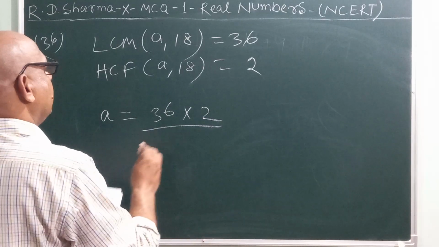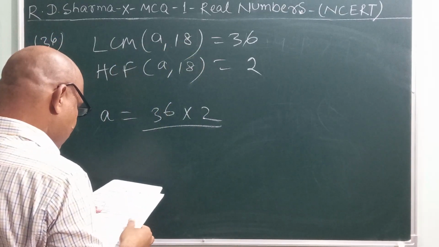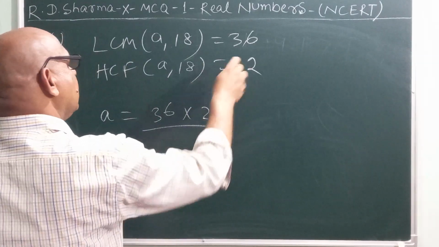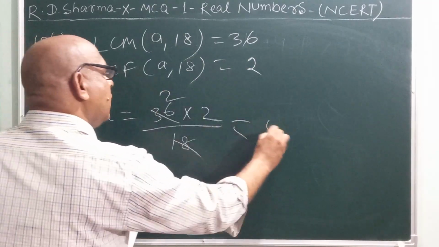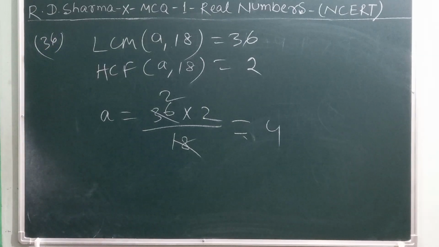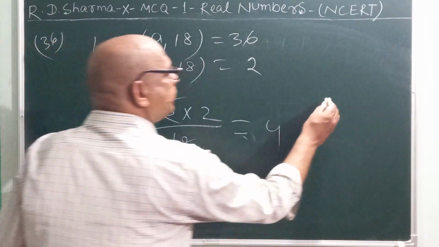The LCM of A and 18 is 36. The HCF of A and 18 equals 2. So A equals 36 into 2 divided by 18. 18 goes into 36 twice, so 2 into 2, and A equals 4. Answer C.